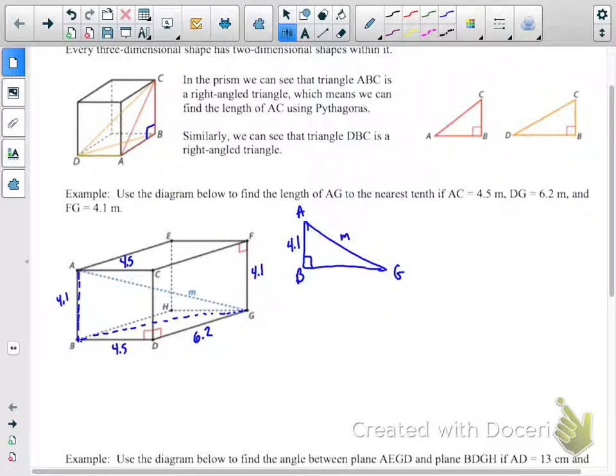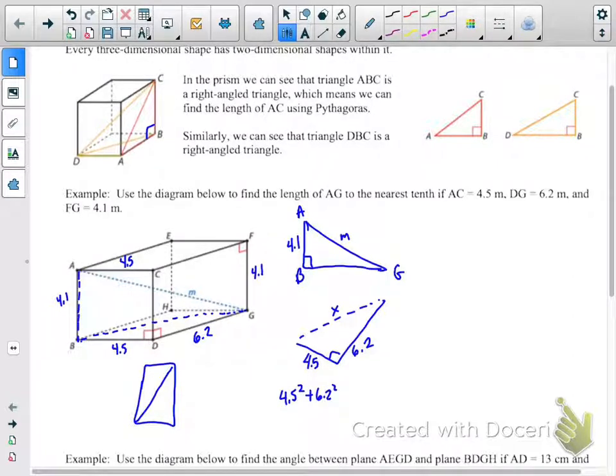All right, so look back over here. I'm trying to find this, so obviously there's not going to be a way directly that I can find that in this triangle, but look at that diagonal line down here. That diagonal line is the hypotenuse of another right triangle. Think about the bottom. The bottom is a rectangle, and if I cut that in half, there's my right triangle. So this is 4.5, this is 6.2, we'll just call that X. So I'm going to find that segment: 4.5 squared plus 6.2 squared is equal to X squared.